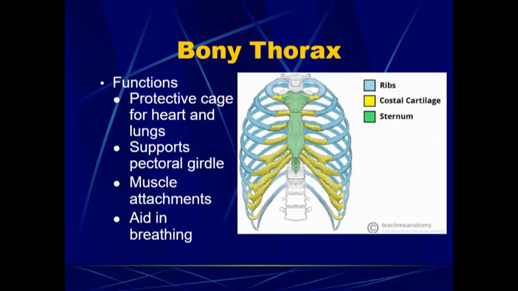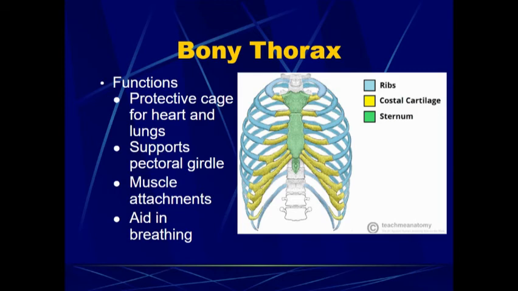So then the last part of the axial skeleton is the bony thorax. The functions of the bony thorax are to provide a protective cage for the heart and lungs. It supports the pectoral girdle. It has muscle attachments, and it aids in breathing. So this is protecting the heart and the lungs, which we know are extremely important structures.